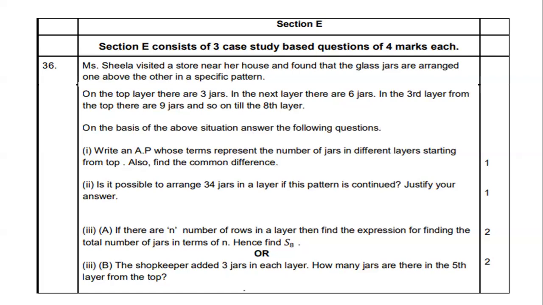So we have to write a progression. Let us see the first question. Write an arithmetic progression whose terms represent the number of jars starting from the top. Also find the common difference. Let us take up the solution.